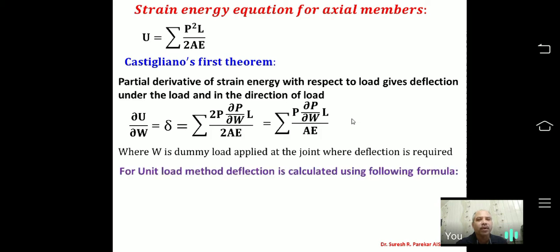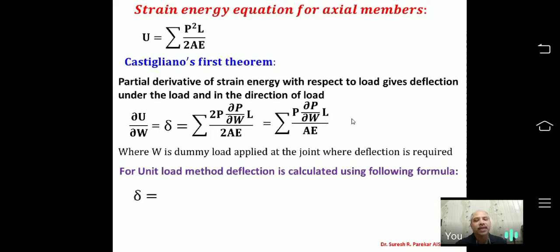Now we have the unit load method, or we can say the virtual load method, and using this method we can determine displacement easily. Instead of applying this dummy load W, we can apply a unit force there, and if we apply a unit force there, then del P by del W can be replaced by k, which is known as the force in the member due to unit force applied at that joint where deflection is required.